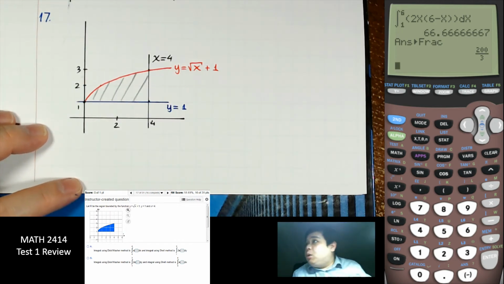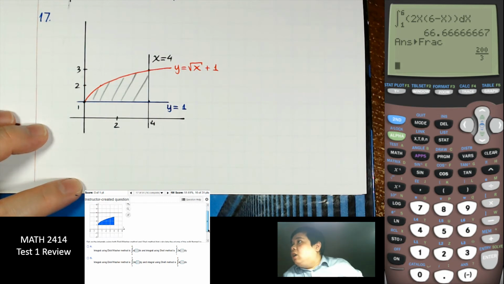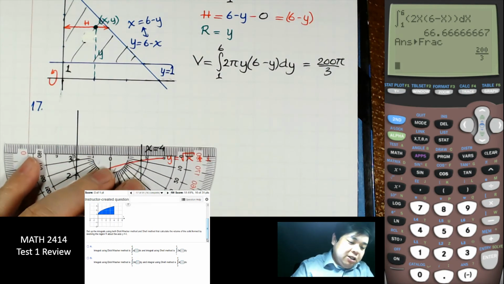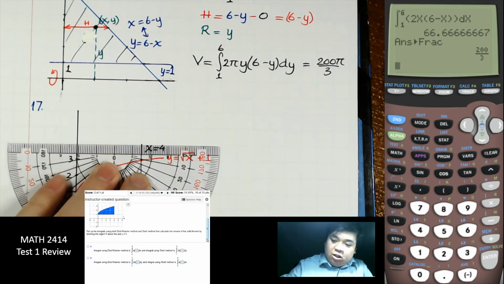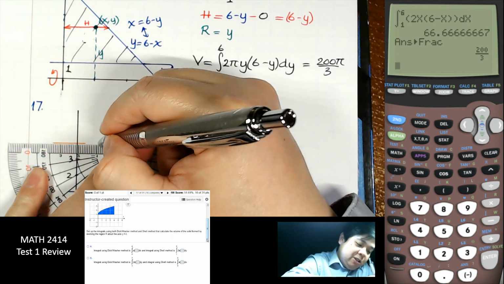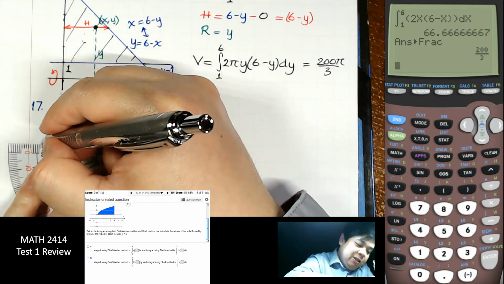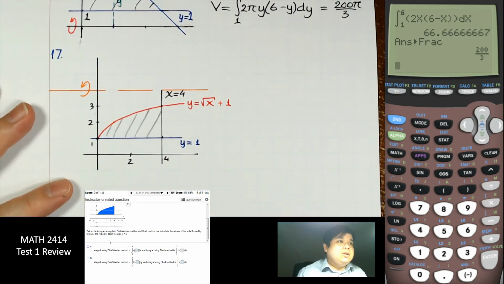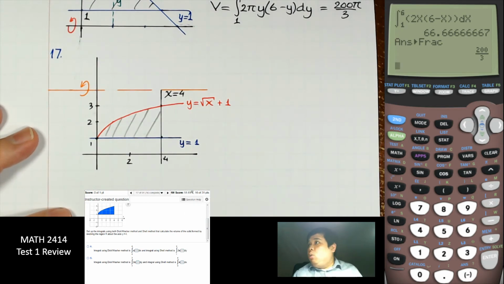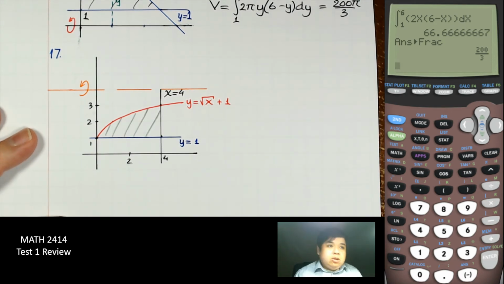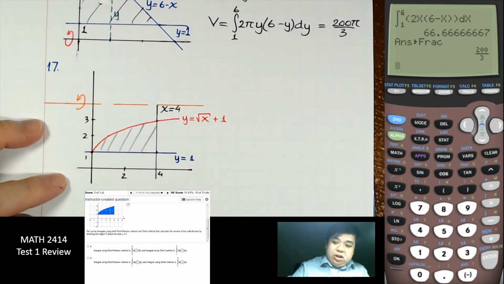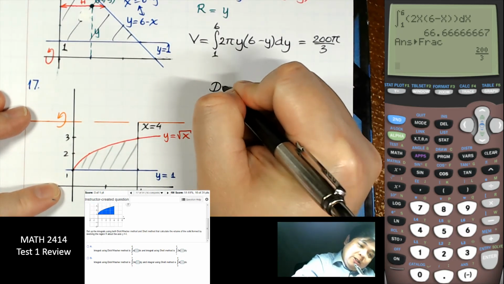Right, axis of rotation. Rotate about the line y equal to 4. Right. This is the axis of rotation. And we want both the washer and then the shell. Oh, sorry, not supposed to do that. Right, so the washer first.